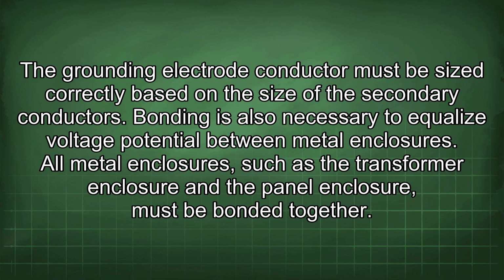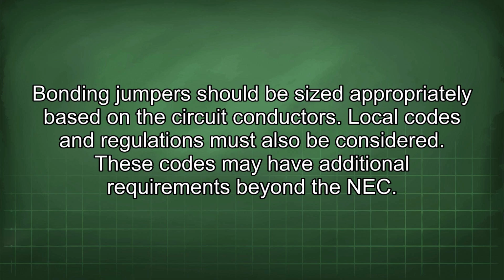Bonding is also necessary to equalize voltage potential between metal enclosures. All metal enclosures, such as the transformer enclosure and the panel enclosure, must be bonded together. The bonding jumper should be sized appropriately based on the circuit conductors.